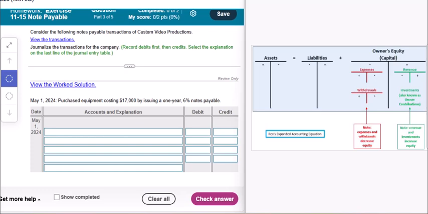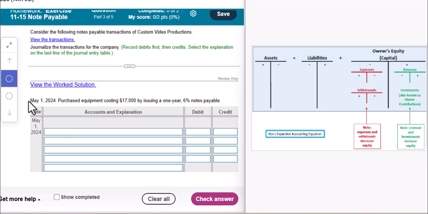Homework exercise 11-15, note payable. Consider the following note payable transactions of Custom Video Productions. We can click here to view the transactions and journalize the transactions for the company. Record debits first, then credits. Select the explanation on the last line of the journal entry table.